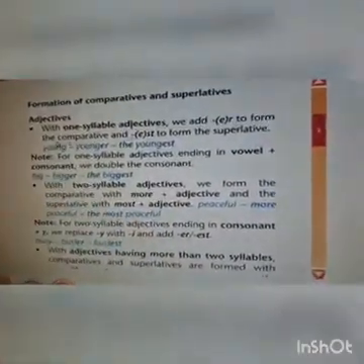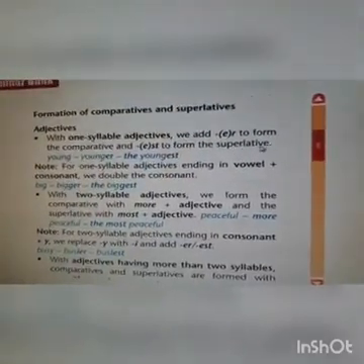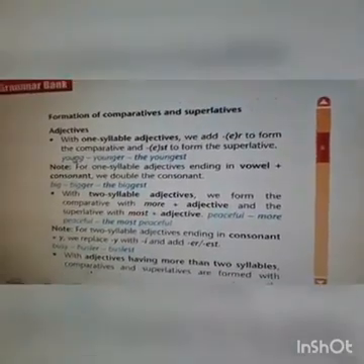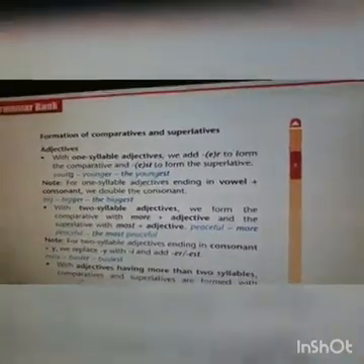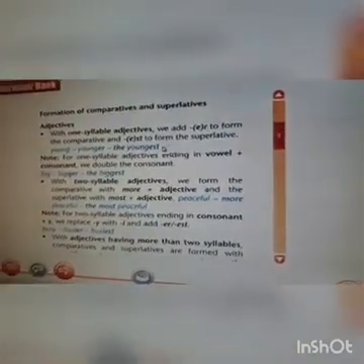We have adjectives. With one-syllable adjectives, we add er to form the comparative and est to form the superlative. We have an adjective. We have young. In comparative form, this adjective young becomes younger, and in superlative form becomes the youngest.